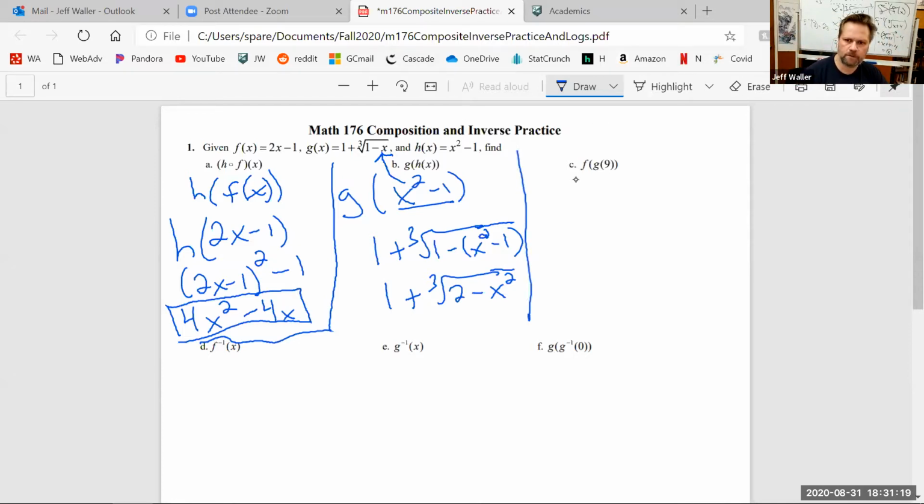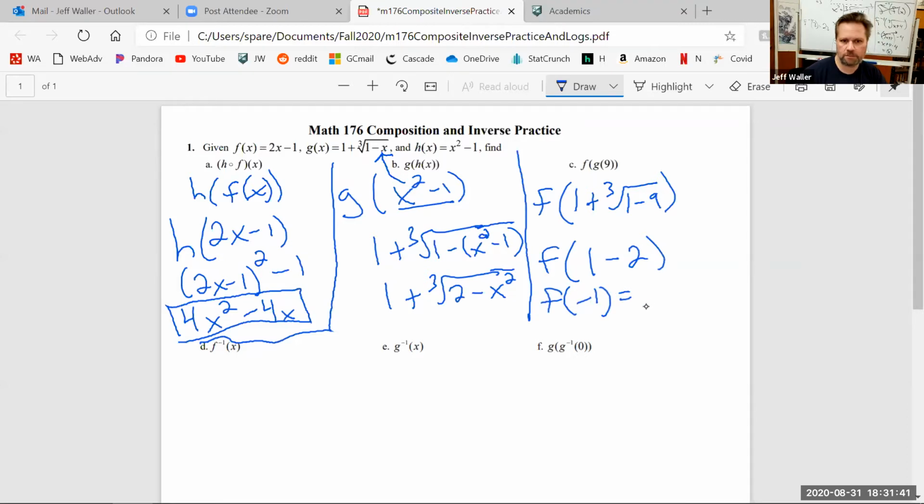Yep. And then this one is a little bit easier because I can start with g of 9. I could plug a 9 in. 1 plus the cube root of 1 minus 9. And of course, the cube root of negative 8 is? Negative 2. Good. So now I want f of negative 1. And so I just plug a negative 1 into f. And it looks like I get negative 3. I did that one kind of quick. Is that all right?